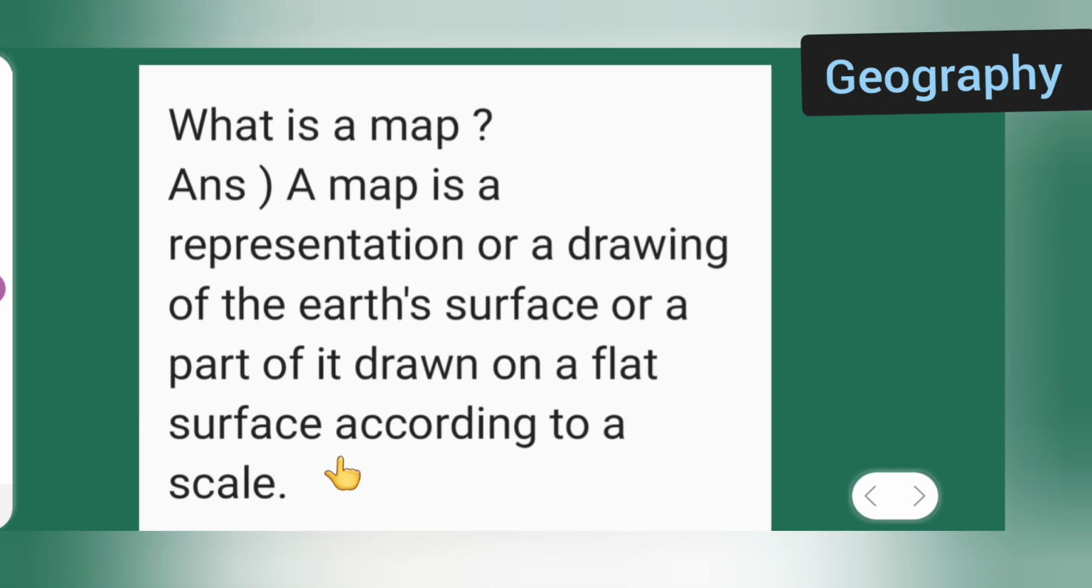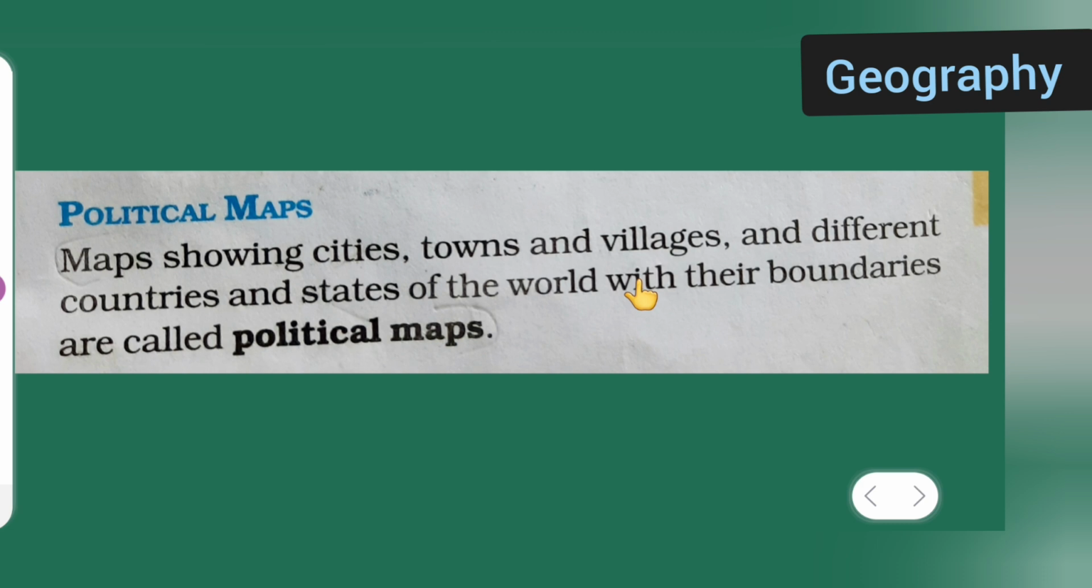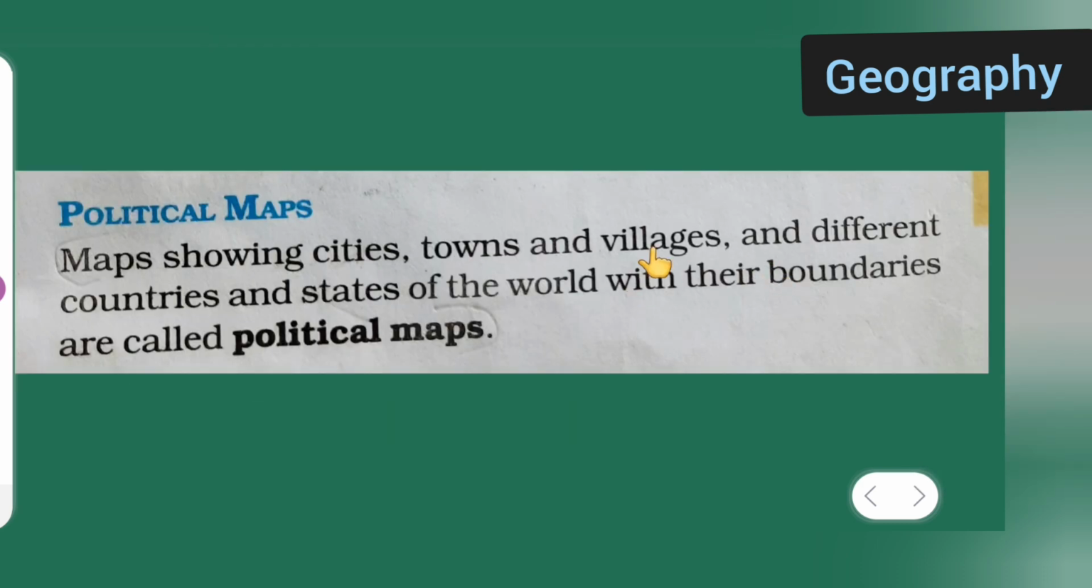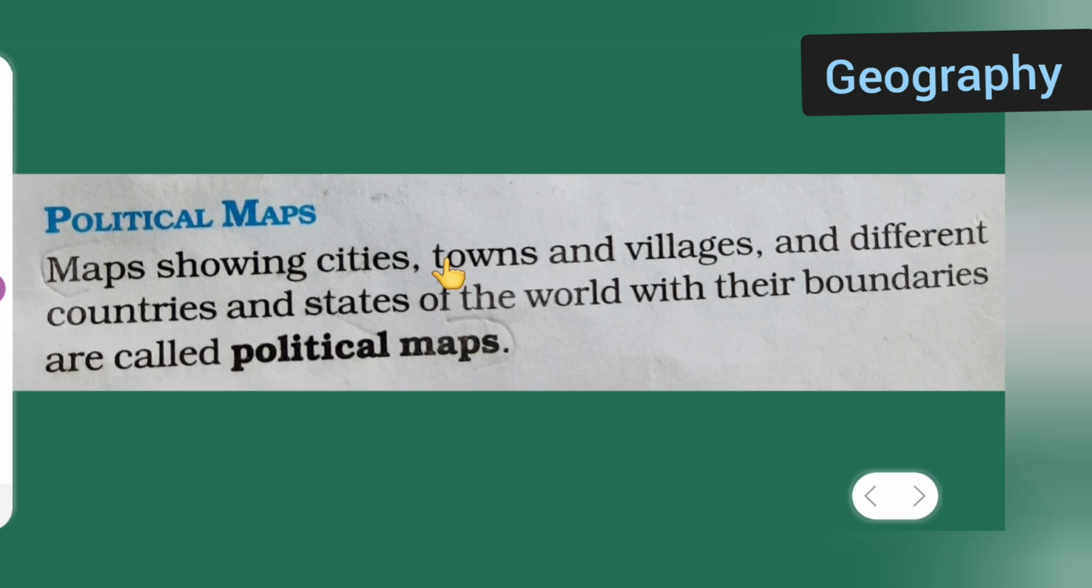Now let us see what is a political map. The question was, what is a political map. So let us see the political map definition, and you all can take down this. Maps showing cities, towns and villages and different countries and states of the world with their boundaries are called political maps. I hope you all have understood the definition of a political map.